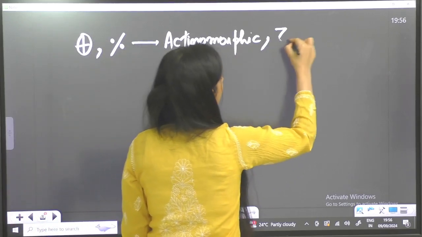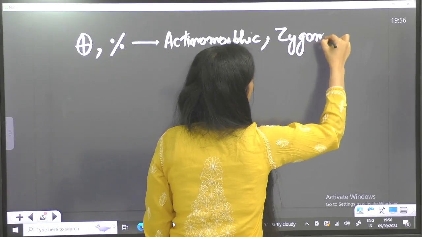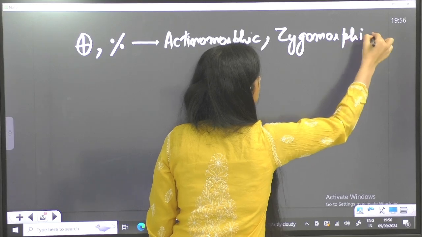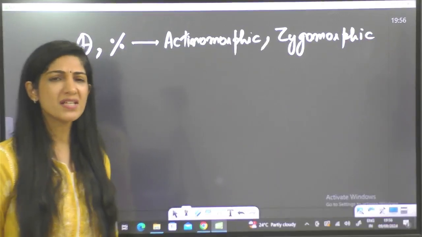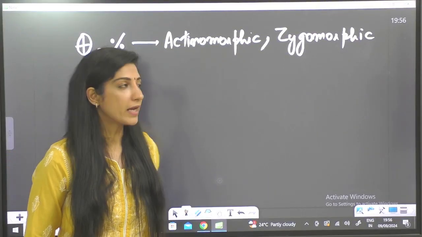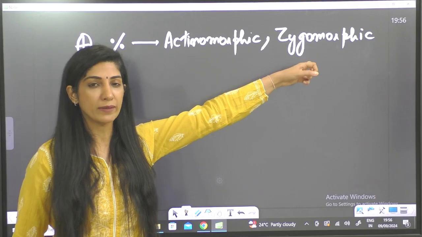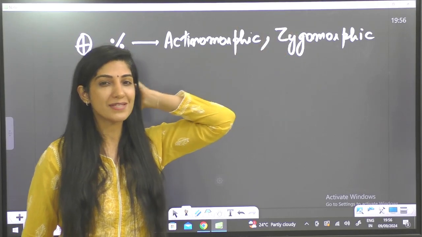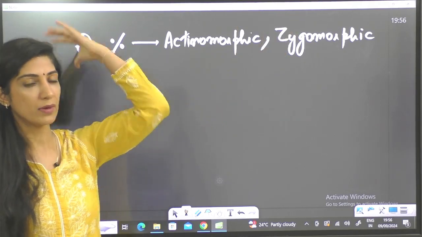And zygomorphic flower. Now, more often than not, when he asks questions about families, he's not asking from symmetry, except zygomorphic, the wise ones know what I'm talking about. Except zygomorphic, which is the case in the Fabaceae family. We'll deal with that.